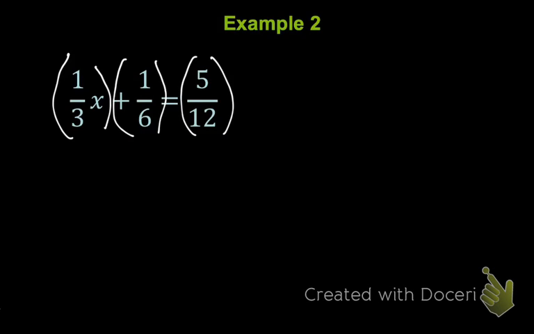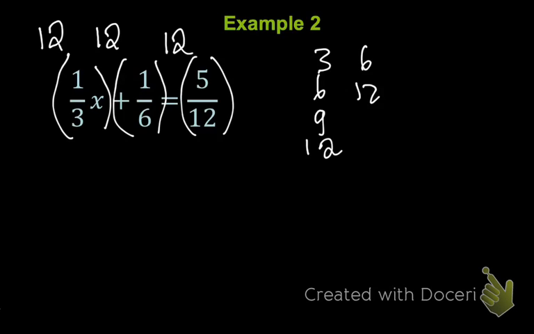All right. So now I need a common denominator between 3, 6, and 12. And that would be 12. So I'm going to multiply everything by 12. Again, if you struggle, write out the multiples. 3, 6, 9, 12; 6, 12; and then we have just 12. So that's why 12 is the common denominator.